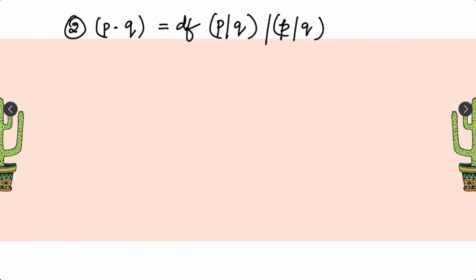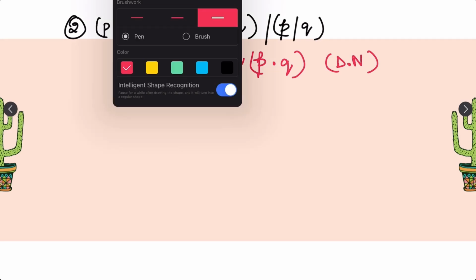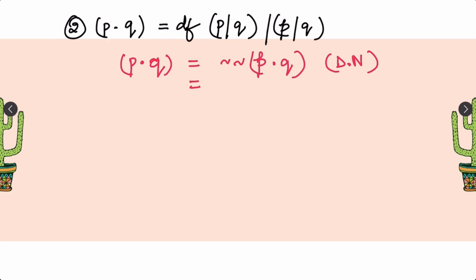Next आपका है P dot Q. Let's see P dot Q. So P dot Q है. So in case of P dot Q, we can rewrite this as double negation of P dot Q. So वहाँ पे आपने first double negation use किया. Now let's say if we have double negation, now let's consider this as P.